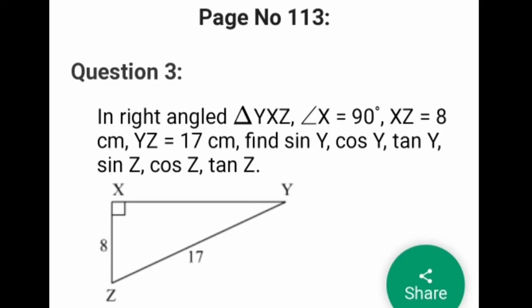So, here you have right angle triangle YXZ, angle X is equal to 90 degrees, XZ is 8, YZ is 17. Therefore, you have to find sin, cos, tan ratios of angle Y and sin, cos, tan ratios of angle Z. Using Pythagoras theorem, first you will find the length of XY, then you will find all the ratios.